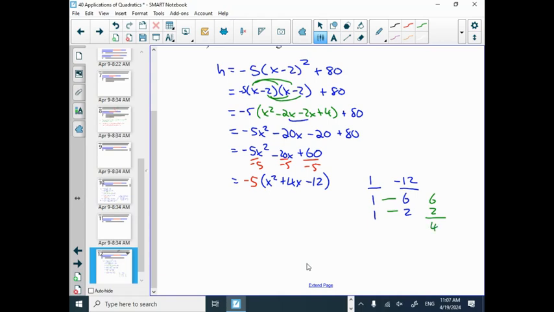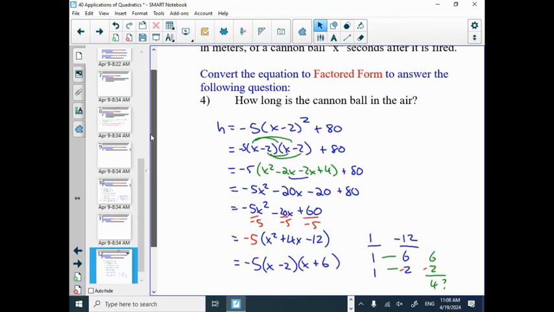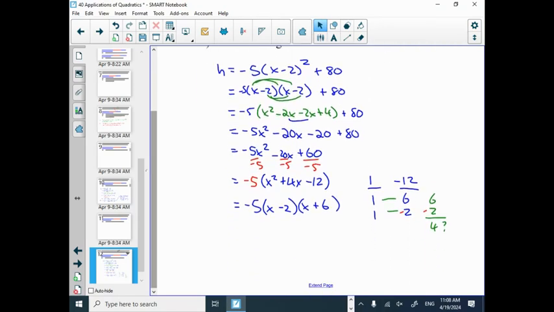Can we get a 4 here? Well, yeah, we can, as long as the 2 is the -1, so that has to be negative. So that means that my factored form would be what? We'd have the 1x and the 1x, and we'd have a 6 and a -2. And so now the question was to get the answer to how long it's in the air for.